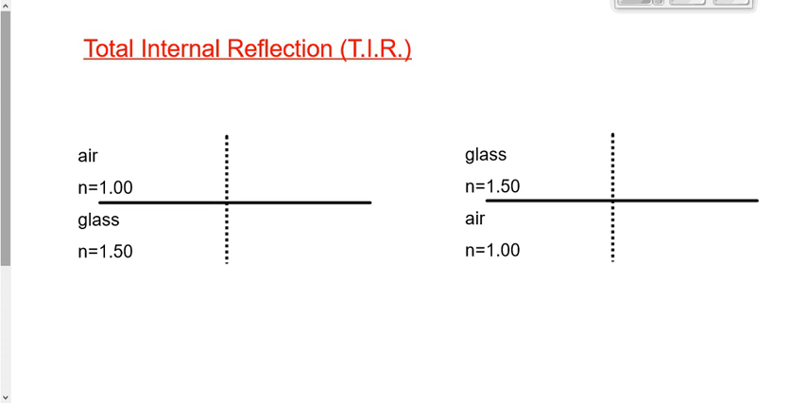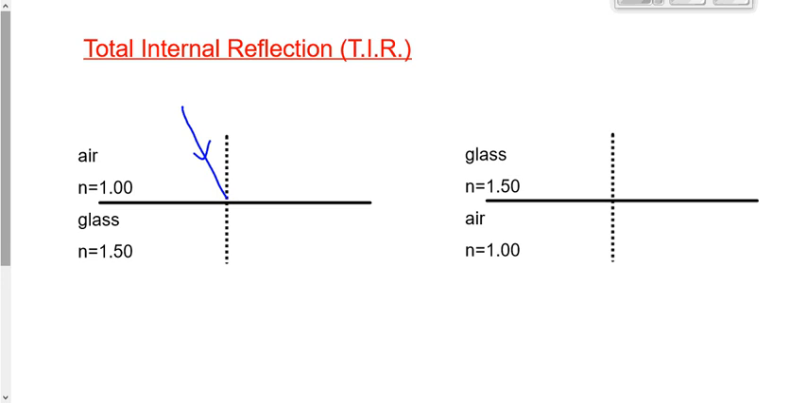You can see two pictures up on the board right now that look almost exactly alike. In the first one, you see two media, air and glass. In the second one, you see the same two media, but they're reversed. What I want to do is draw a ray that's coming from the air in the first diagram towards the glass. You know that because we're going, in this case, from a low index of refraction to a high index of refraction, n is increasing.